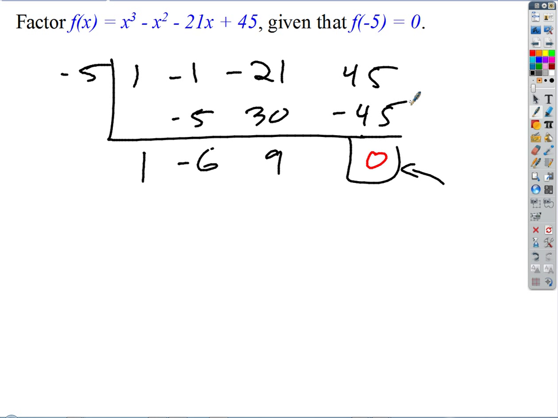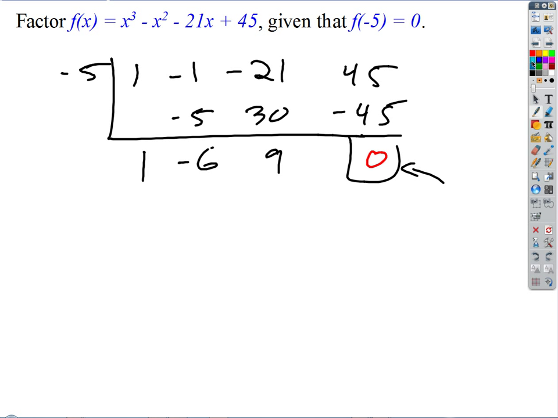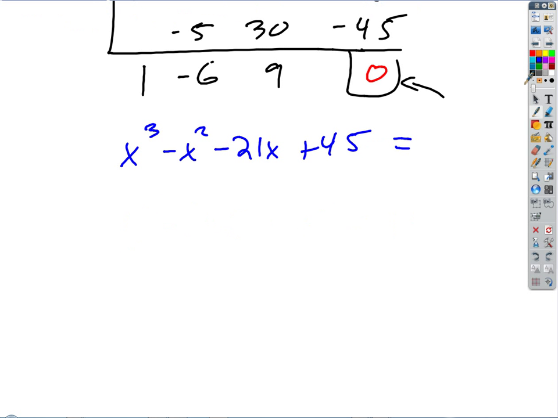Okay, but more importantly, look what we just did. We just took this polynomial right here, and we factored it. We took this guy, x cubed minus x squared minus 21x plus 45, and that's equal to this, right? What is that polynomial? X squared minus 6x plus 9. Everybody agree? There's the constant, coefficient of x squared. So that becomes x squared minus 6x plus 9.